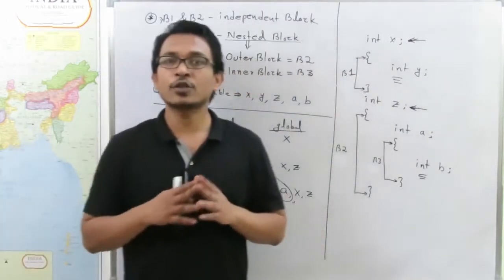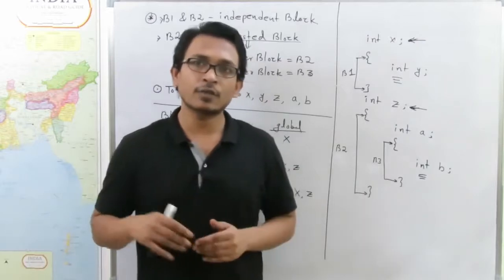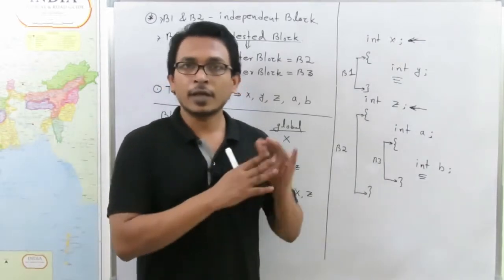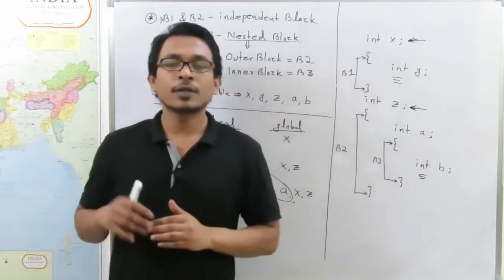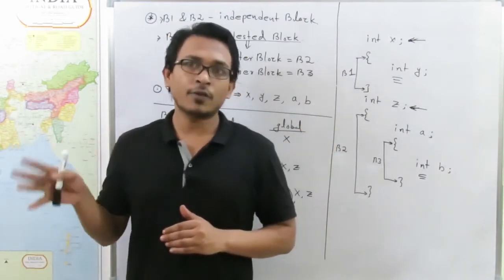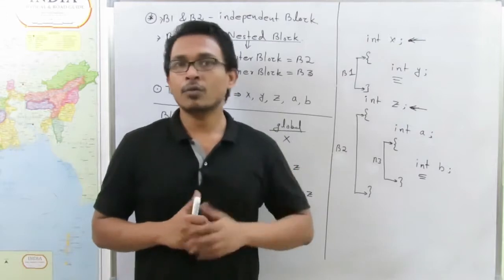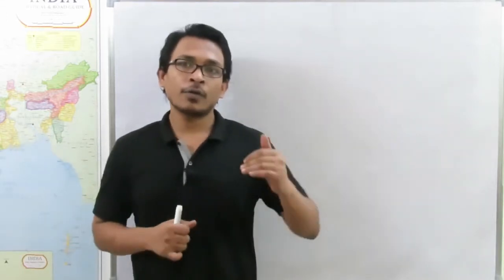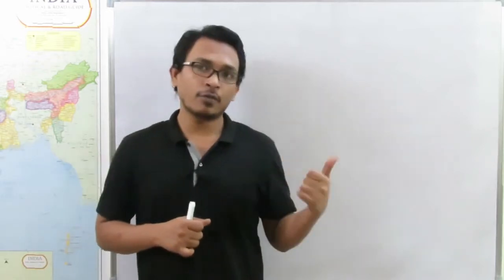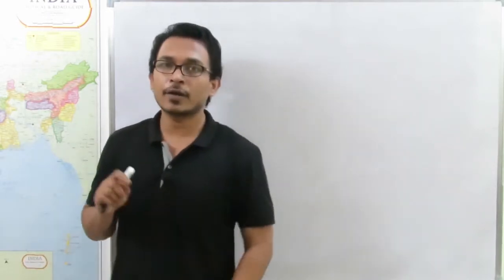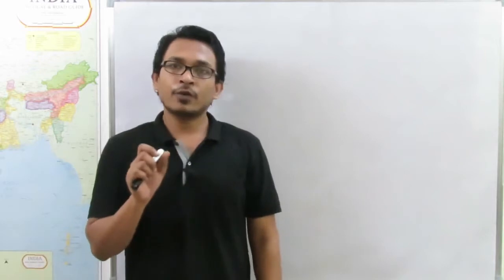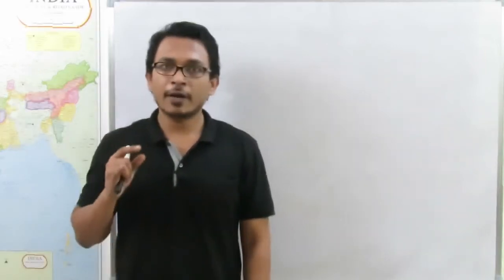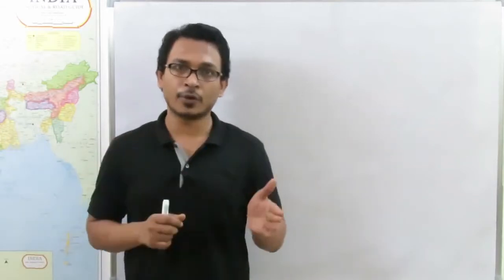What happens in case of a local variable and in case of a global variable? How will the system allocate memory for a local variable and how will the system allocate memory for a global variable? Now we will see that. Before we learn how memory is allocated for a global variable and for a local variable, we need to know how the system allocates memory for a particular program.